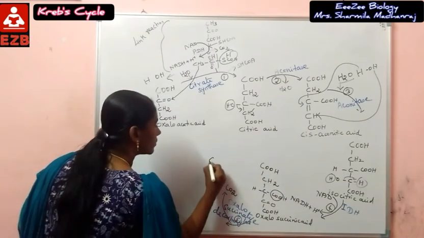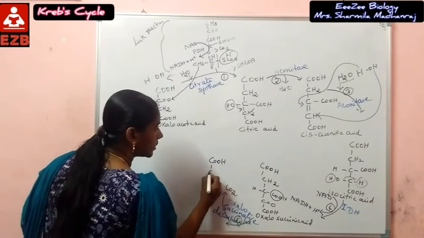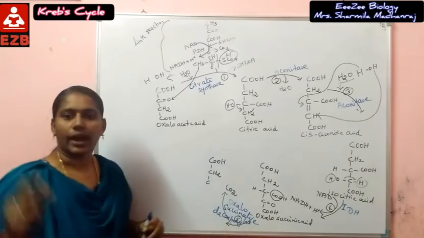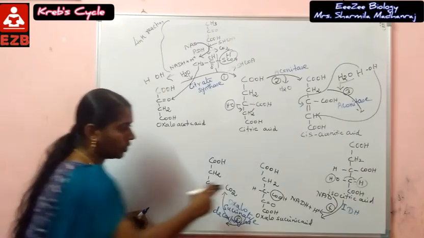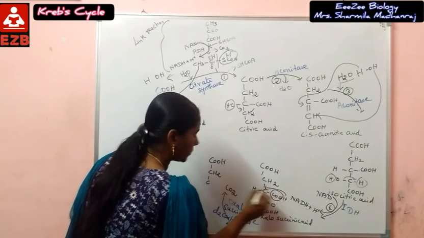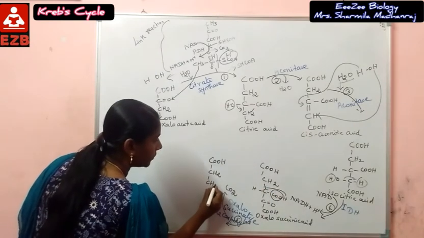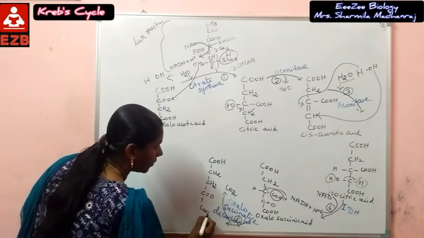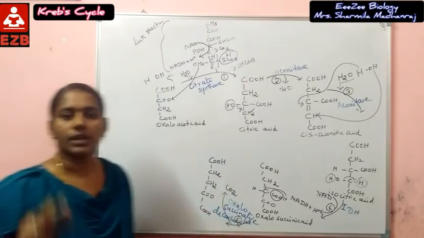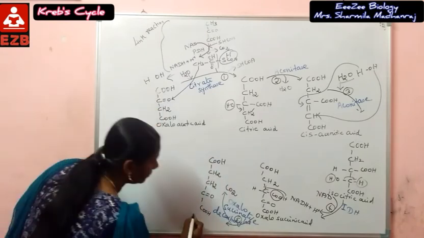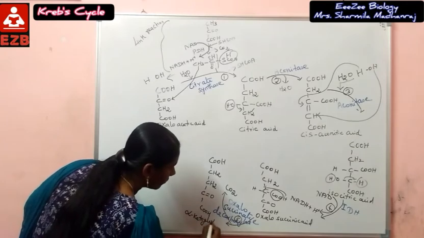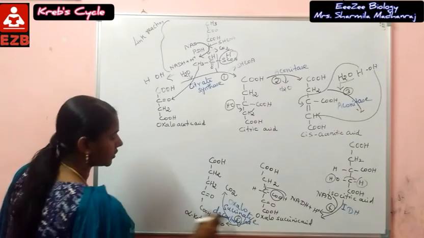So the product is COOH, CH2, C. The hydrogen enters into this carbon atom. So the CH is converted to CH2, C double bond O, COOH. That is alpha ketoglutaric acid. This is the fifth step.